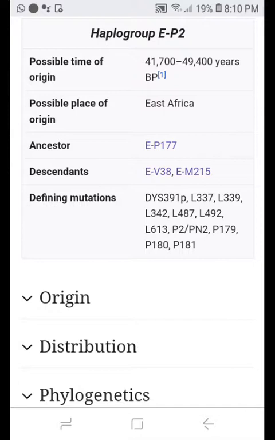Now E1b1, I'm going to tell you right now, direct. E1b1 is actually Isaac. Isaac in the Bible. Isaac's father was Abraham. Abraham carried a Y chromosome DNA, which is EM96. That's the ancestor of EP2. Now, when you scroll on down here, where you see descendants right there, bang, right next to it, you have EV38. Let's click EV38.